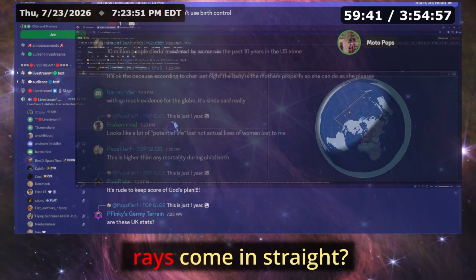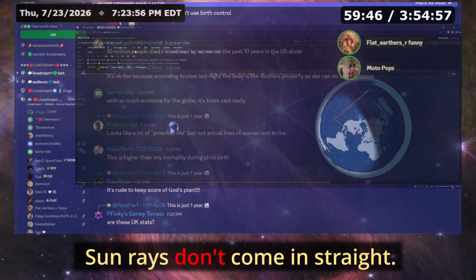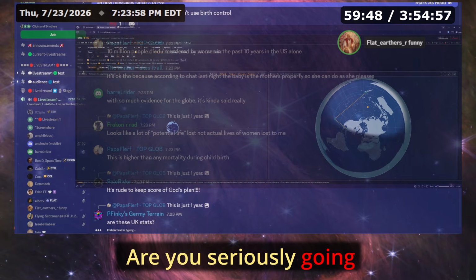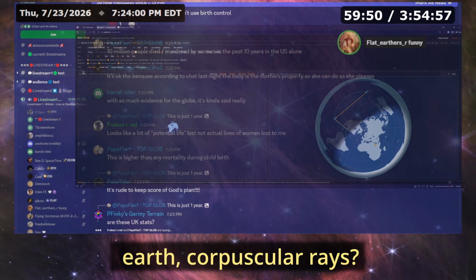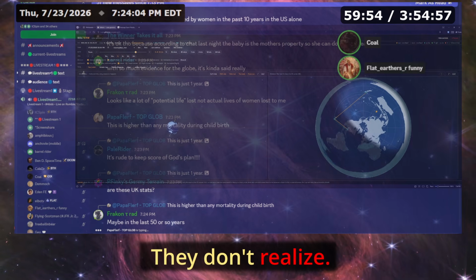Why don't those rays come in straight? Why can't you just bounce radio waves off the sun? Why are there local hotspots from the sun, and the sun rays don't come in straight? Are you seriously going back to 2003 flat Earth crepuscular rays? Are you that dog walked? I'm just curious.